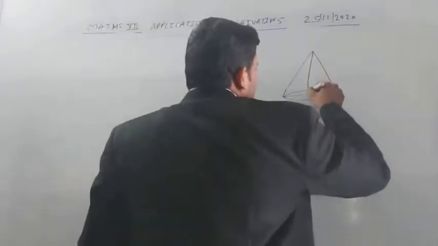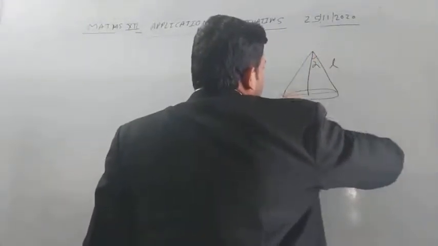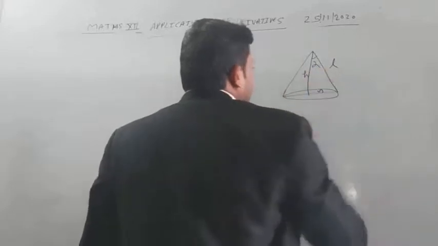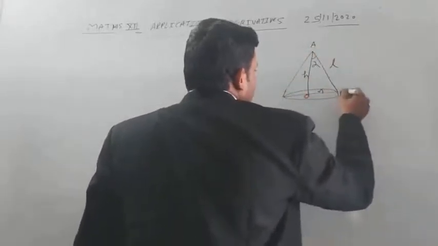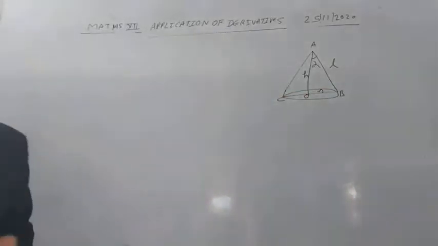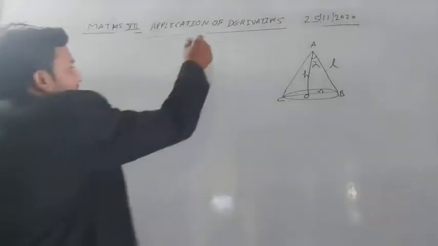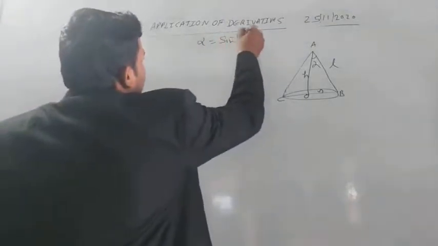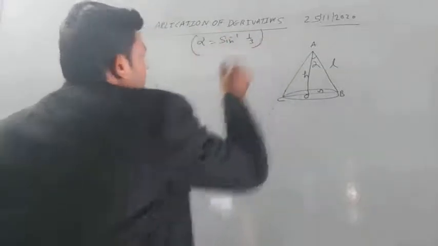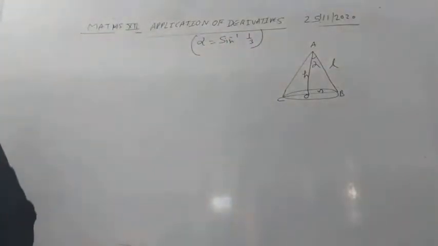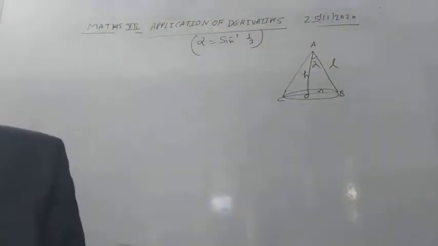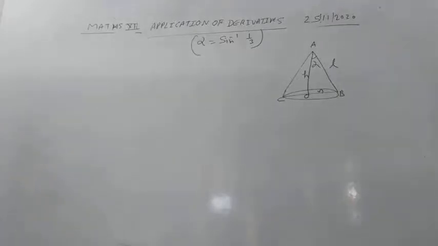The vertical angle is alpha, this is the slant height L, this is h, and this is r. The points are A, O, B and C. This is the cone, and we have to show that the semi-vertical angle alpha will be sine inverse 1 by 3. We have to prove that, given the total surface area, and we have to maximize its volume.